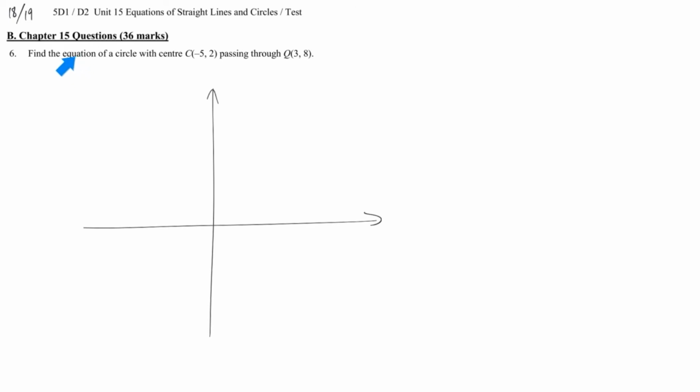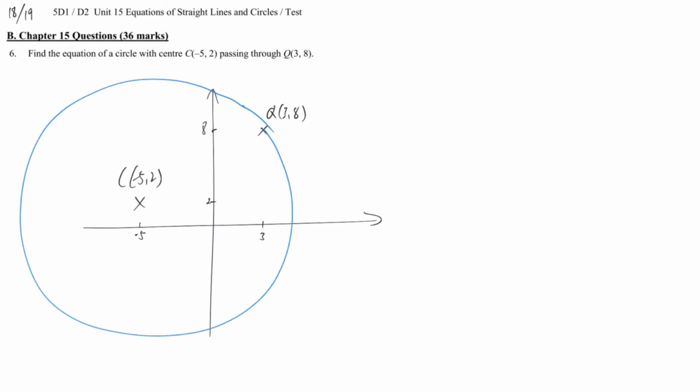In this question, they are asking for the equation of the circle with this center and passing through this point. So we draw the center first. Negative 5, 2: go back 5, and then go up 2. It's approximately here. And then there is another point which is called Q. Go right by 3 and then go up by 8. So maybe it's around here. There is a circle centered at C and passing through this point, so it may be approximately like this.